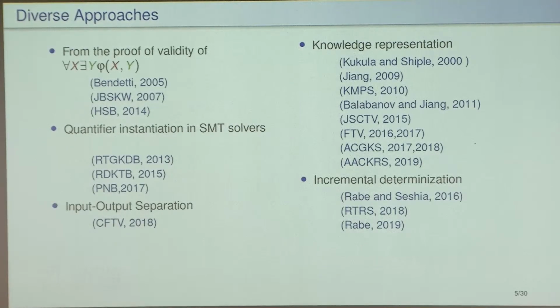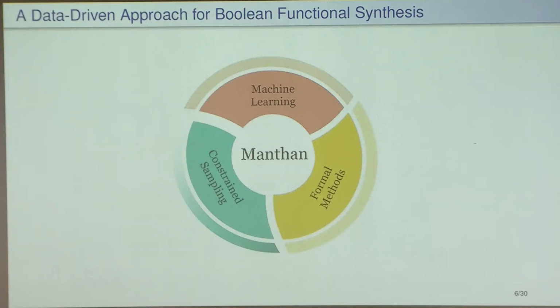So there are also a diverse set of approaches towards solving this problem. When we got into the problem, there is a long line of work that comes from proofs of validity, input-output separation. Akshay is going to talk about the approach based on knowledge representation and incremental determination. So there's a long and diverse set of approaches towards solving this problem. And as you can guess, scalability still remains the major challenge here. And I'm going to discuss an approach that we took that does try to address some of the scalability challenges.